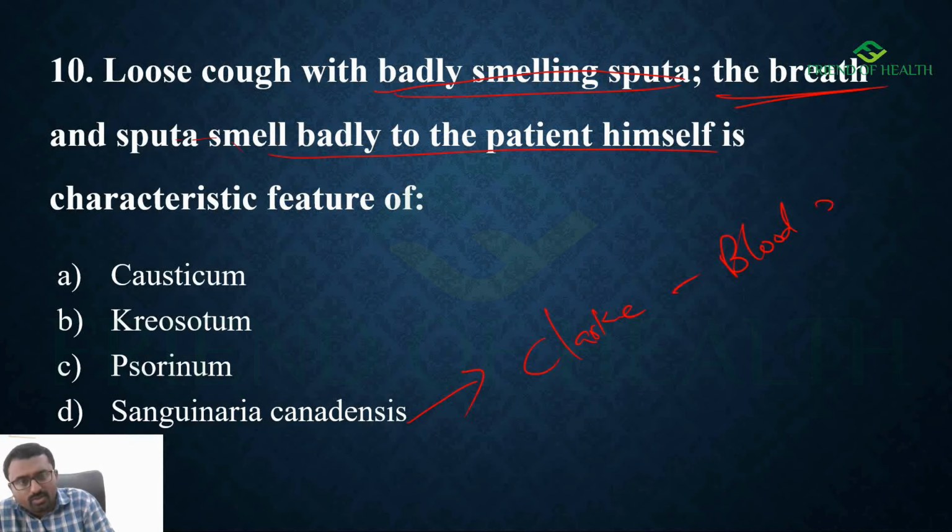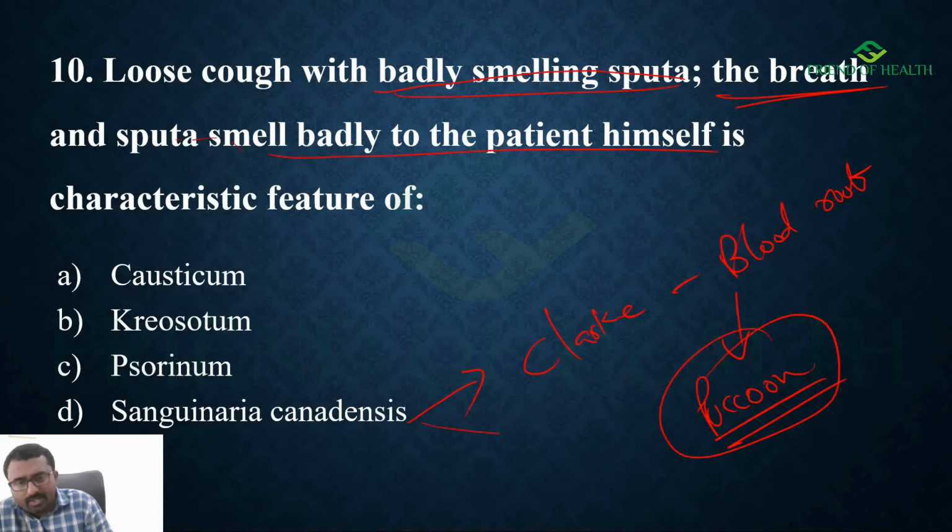We will see all the roots now. Bloodroot. Puccoon also is a common name. If you get this common name, it is Sanguinaria. So that is the Clarke symptom of Sanguinaria: badly smelling sputa, loose cough. The breath and sputa smell badly to the patient himself. This kind of question can be repeated again, the same question.